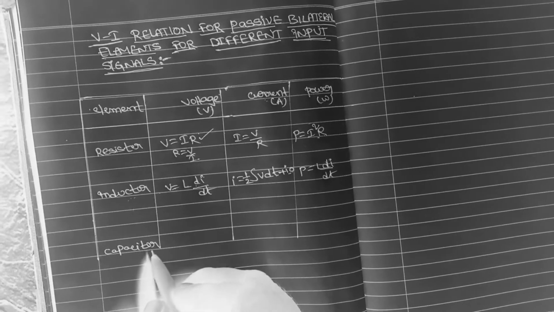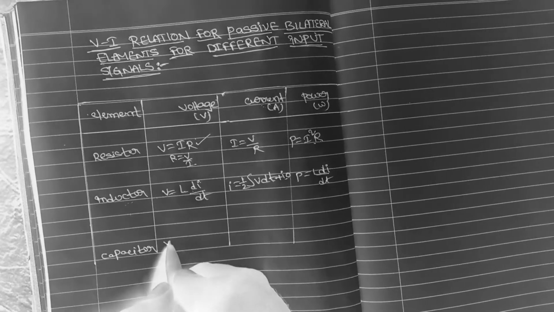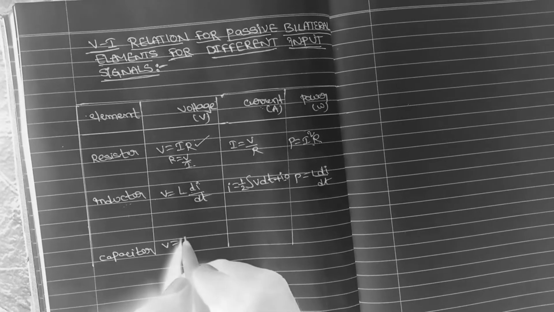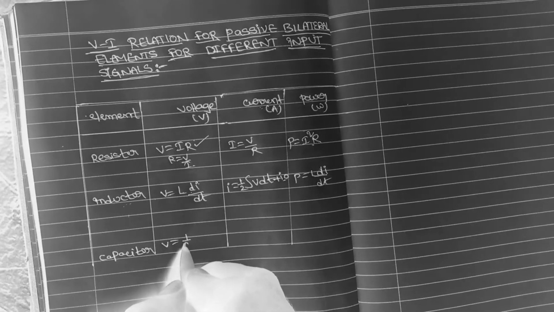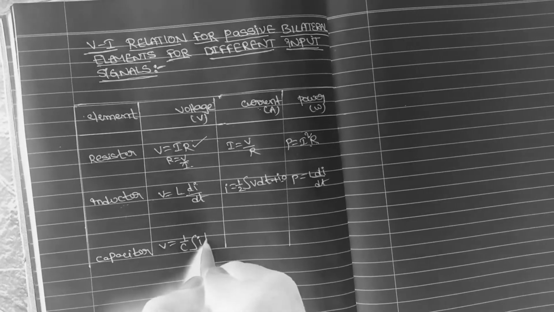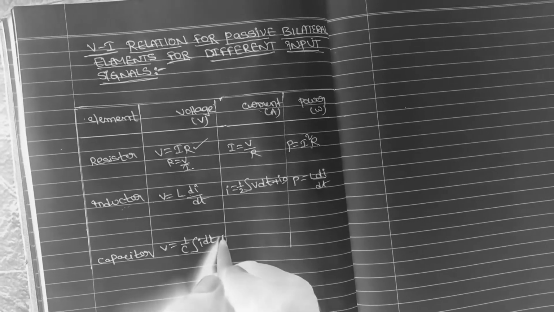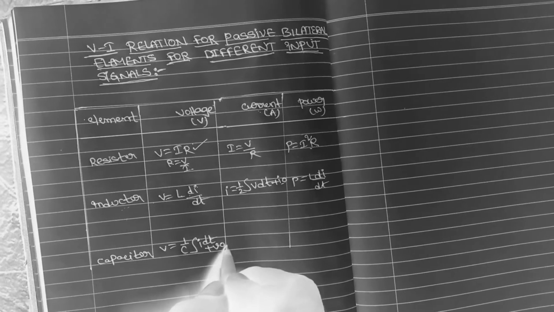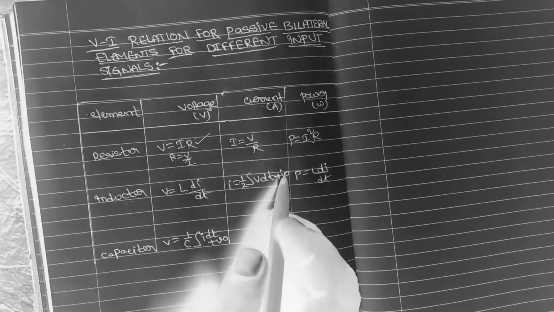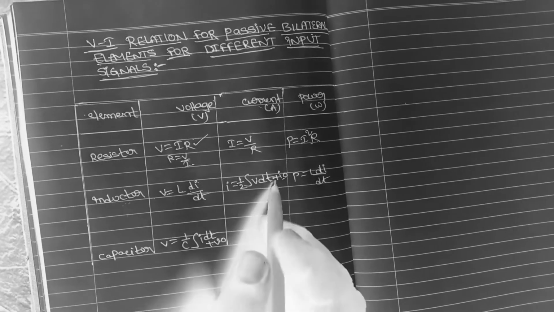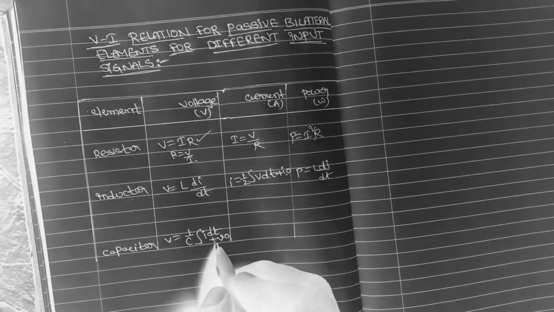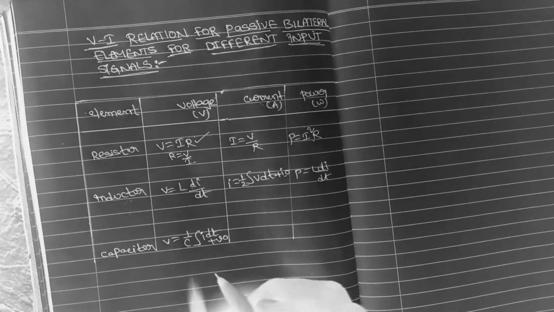And now for the capacitor, the voltage expression is V is equal to 1 by C into integral I dt plus V naught. Please remember that, it is very important, because I naught and V naught are the initial current and initial voltage. Here V naught is the initial voltage across the capacitor.